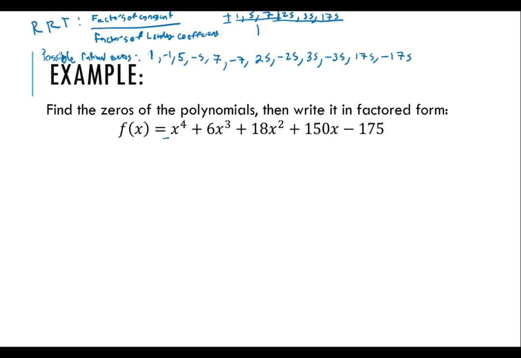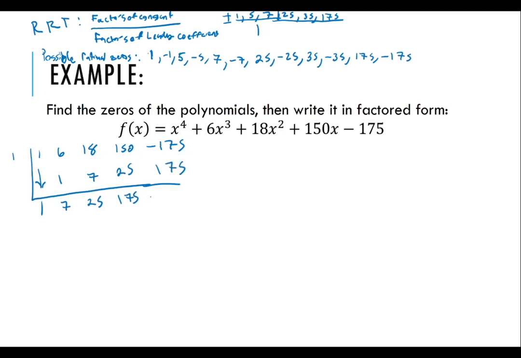At this point, just start somewhere. So let's start with the 1. Let's see if we get lucky. So if I start with 1, use the synthetic division. My coefficients are 1, 6, 18, 150, negative 175, and 1, bring down the 1. 1 times 1 is 1, 6 plus 1 is 7, 7 times 1 is 7, 7 plus 18 is 25, 1 times 25 is 25, 150 plus 25 is 175, 175 times 1 is 175, 175 minus 175 is 0.